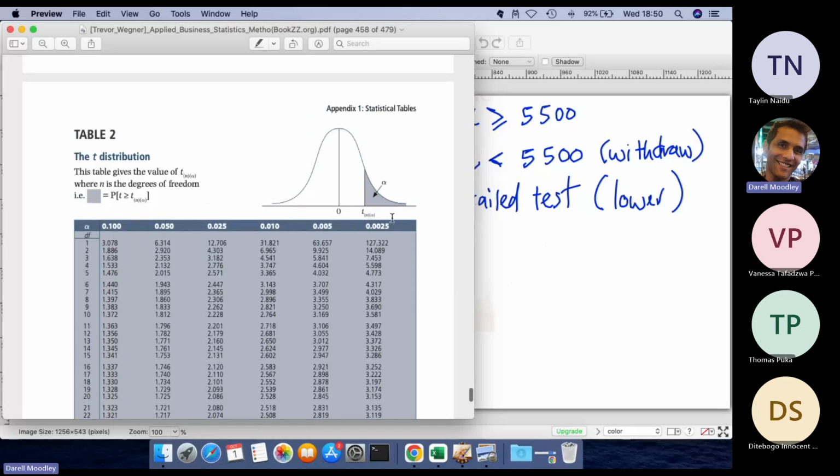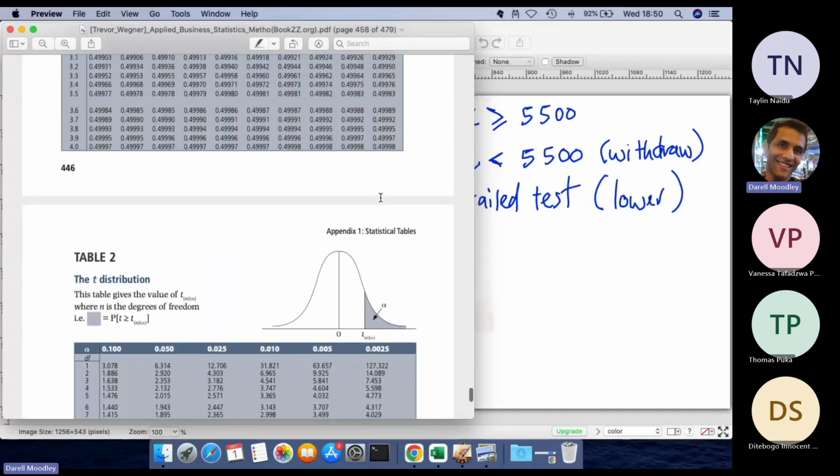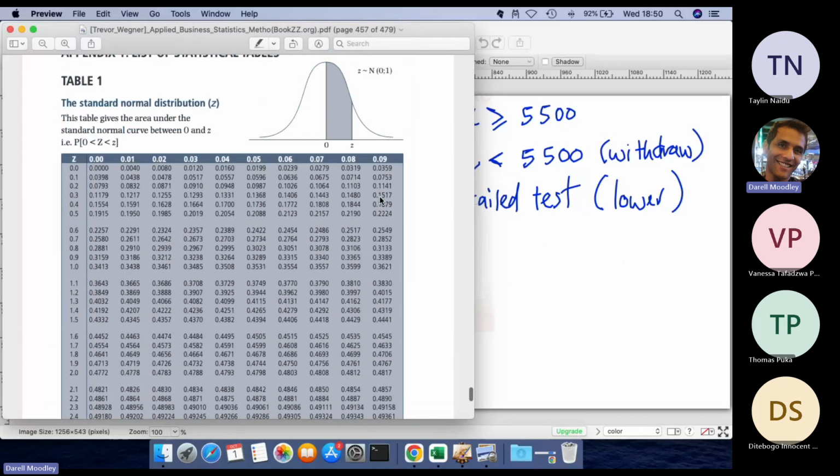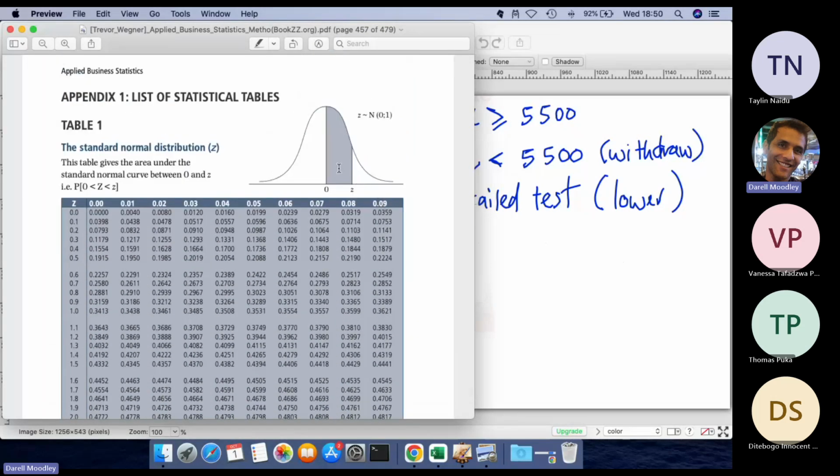I want you to quickly look at this curve that I have on the top here. Look at the area carefully that's shaded. Pay attention to the area. You will see that the area on the far right is shaded. But if you go up to the table we were working with all along, the area in between 0 and Z is shaded. It's not the far right area.